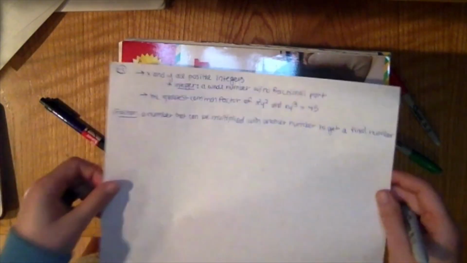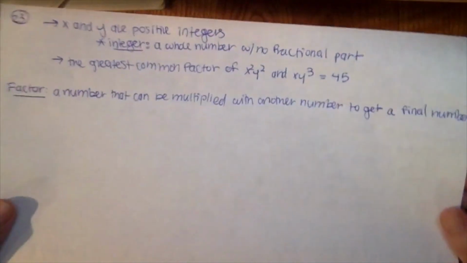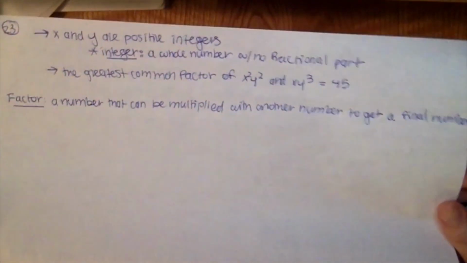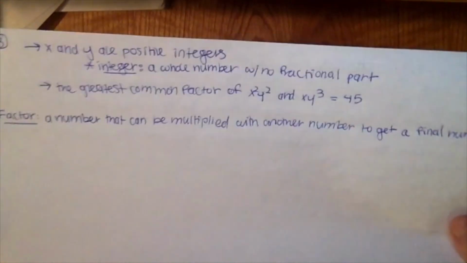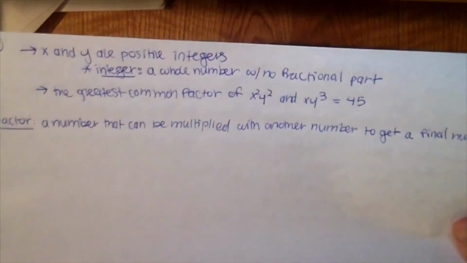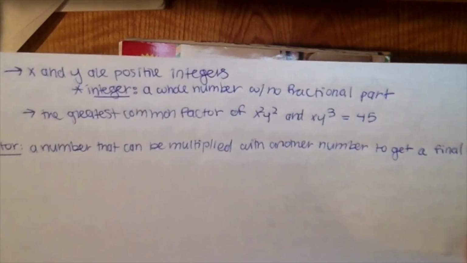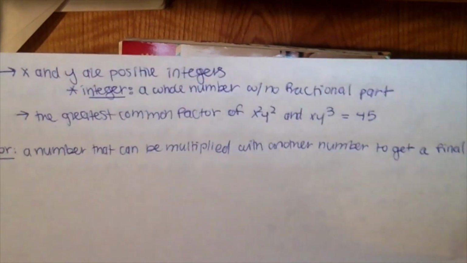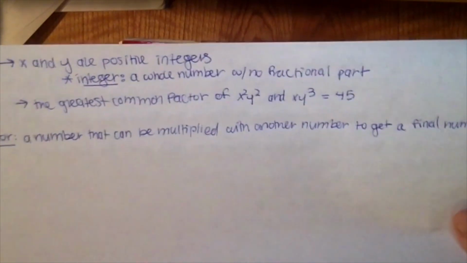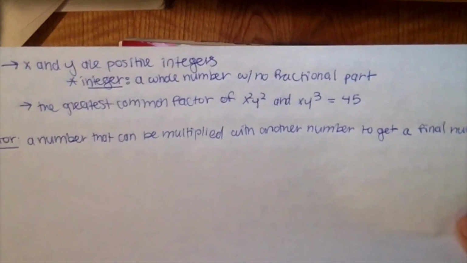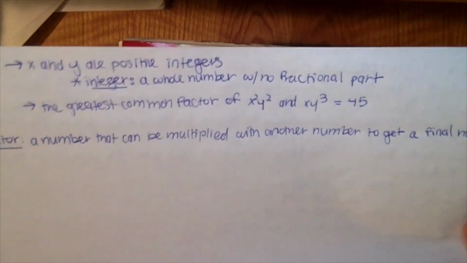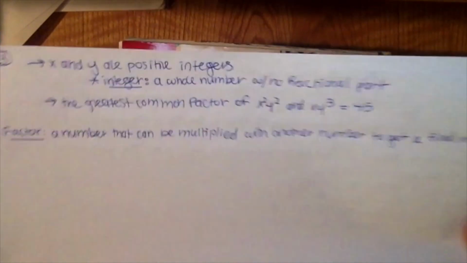Alright, so hopefully you can see this here. I'm going to hold it up a little bit so you can see better. I'll go ahead and read the question. If x and y are positive integers such that the greatest common factor of x squared, y squared, and xy cubed is 45, then which of the following could equal y? 45, 15, 9, 5, or 3?